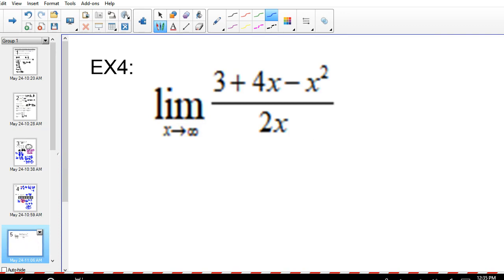All right, here's our next one. Okay, I can, if I want, divide everything by x because that is my highest exponent from the denominator. Or in this case, because I only have a single term in the denominator, I can do a love connection. This one is a triple love connection here.